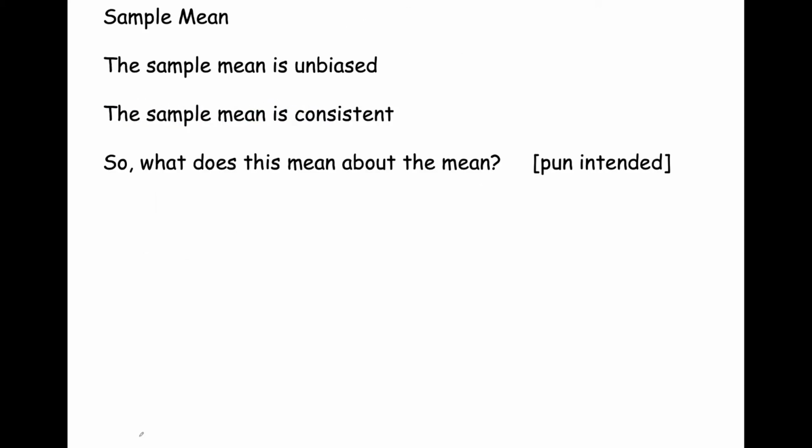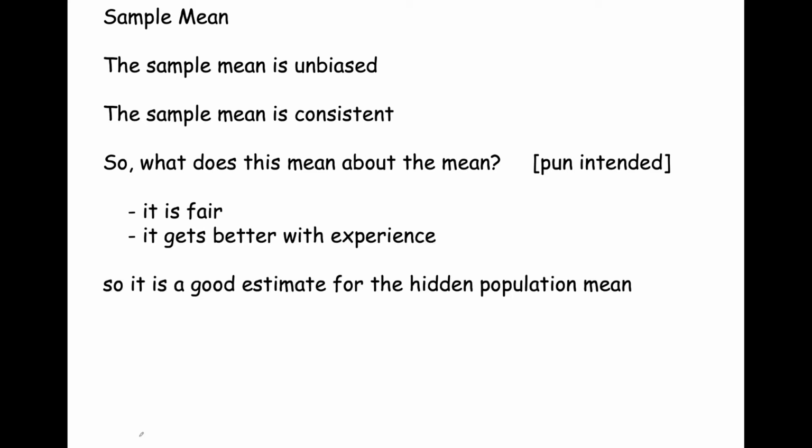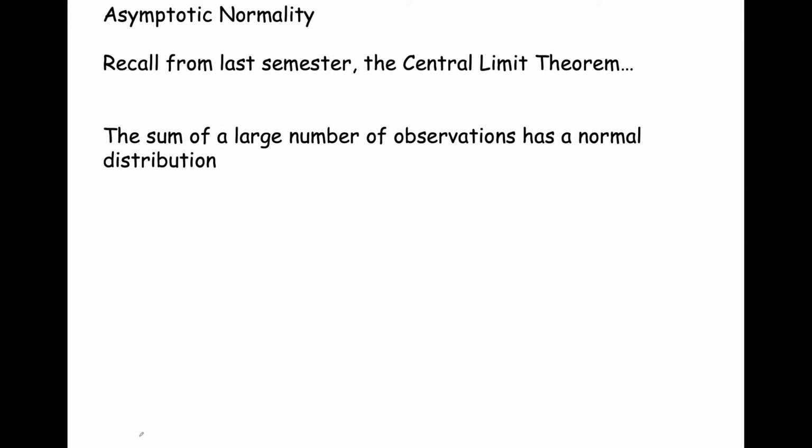So let's take a look at the mean. We said the sample mean is unbiased and the sample mean is consistent. So what exactly does that mean about the mean? Well, it's fair. On average, it gives you what you want. It's a very good replacement for this unknown population parameter, the population mean, and it also gets better with experience. So it is a very good replacement or estimate for the hidden population mean.